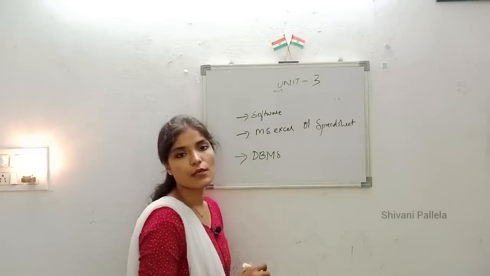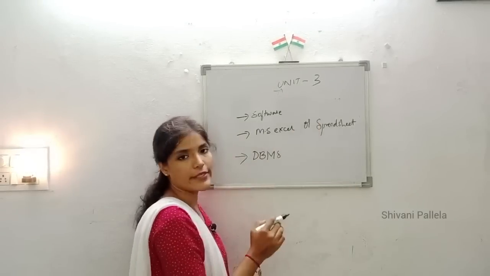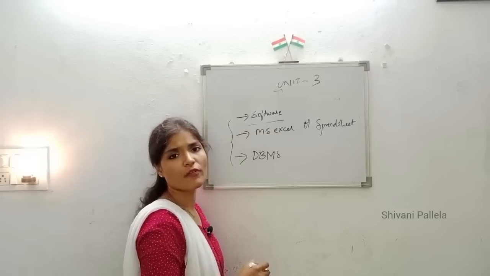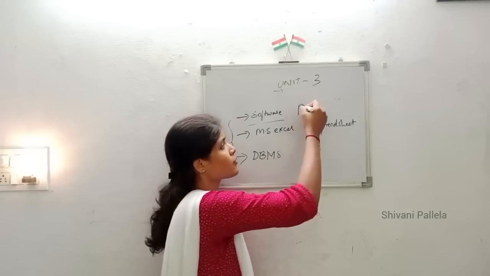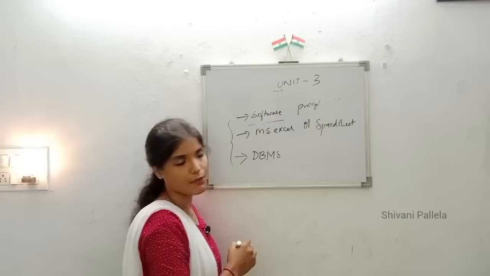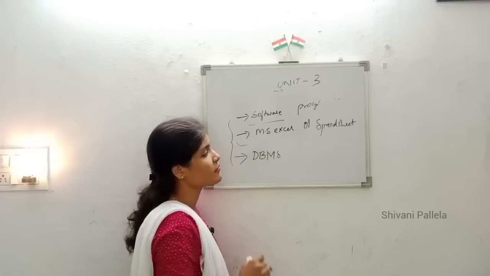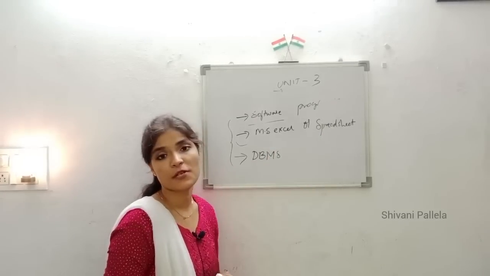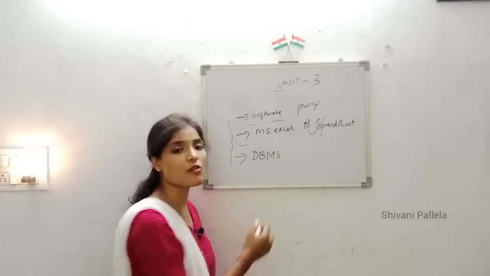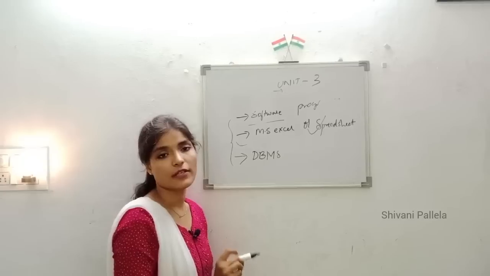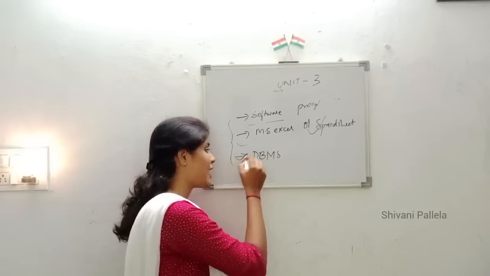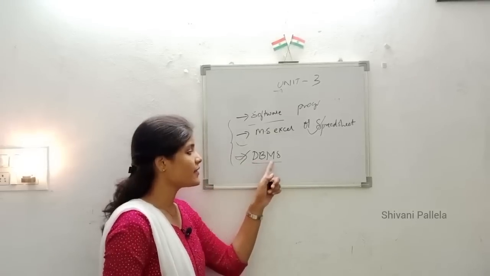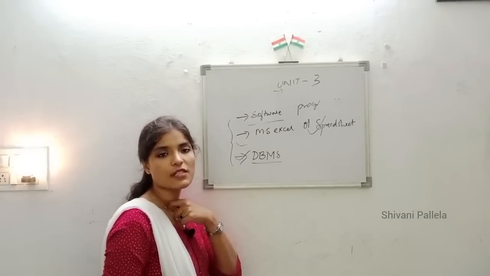Students, in third unit, you are learning these three questions about software. What is meant by software? What are the different software programs you are having? This is an important question. The second important question is, what is MS Excel and what is a spreadsheet? Spreadsheet they will ask for short also, definite and sure questions. And the last question is DBMS, database management system. This is also an important question.